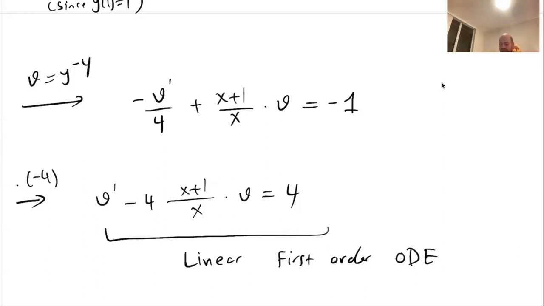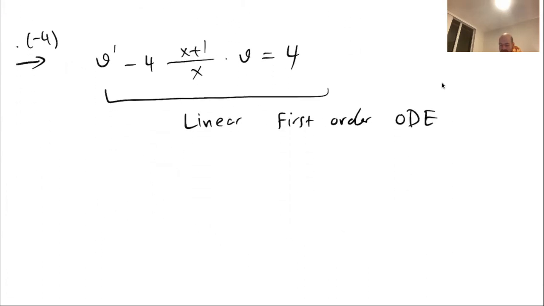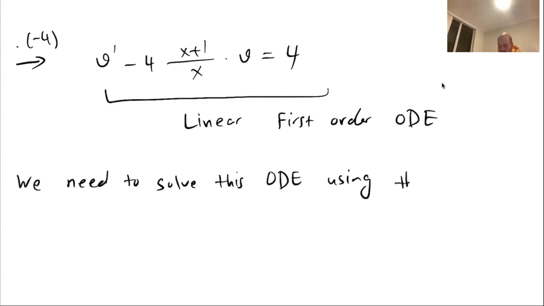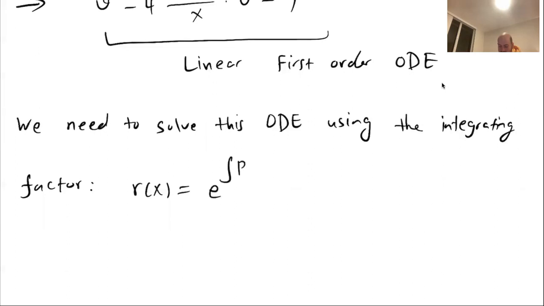How did we solve this type of equation? Using an integrating factor. We need to solve this ODE using the integrating factor. What will be the integrating factor R of x? R of x will be e to power integral p of x dx, and p of x here is minus 4 times x plus 1 over x.